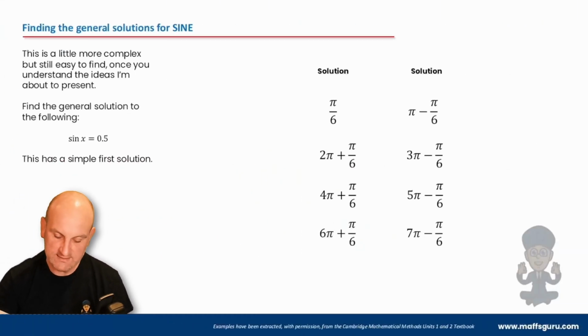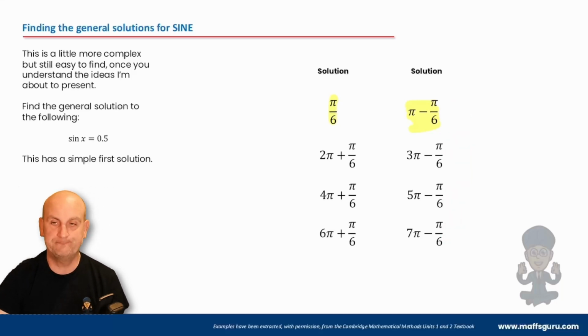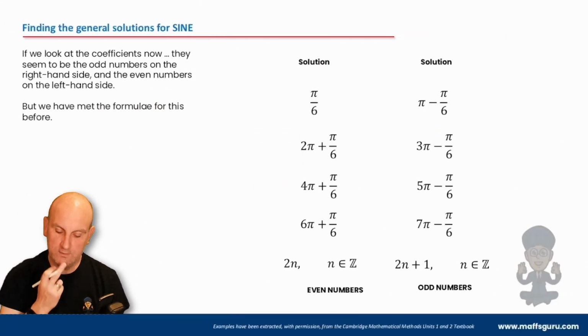So looking once again, first solution was pi on 6. My next solution was pi minus pi on 6. How do we get successive solutions? Well, much like the cosine curve, we know that sine repeats every 2 pi. So I'm now going to add on 2 pi to that solution, another 2 pi to that solution and another 2 pi to that solution. Likewise, add on 2 pi, add on 2 pi, and add on 2 pi. What do we notice here?